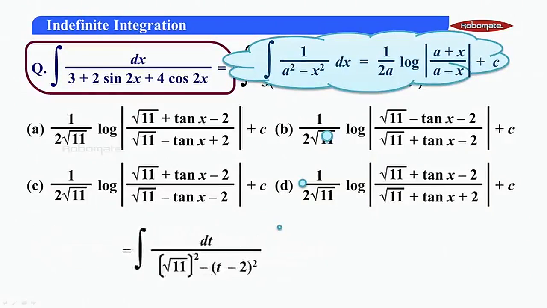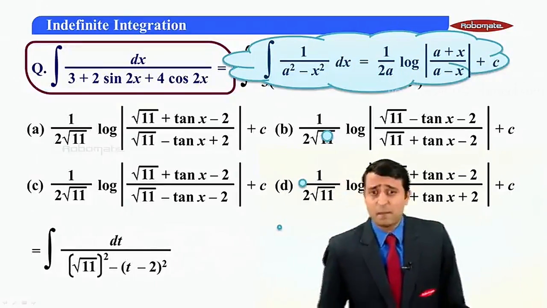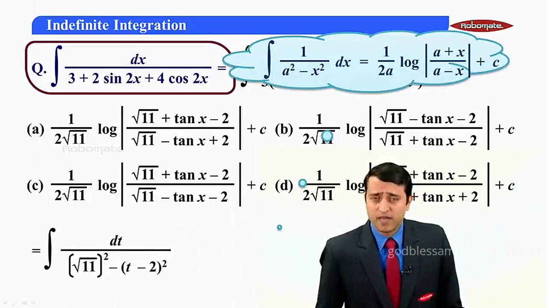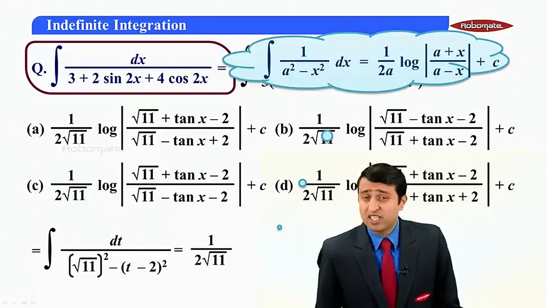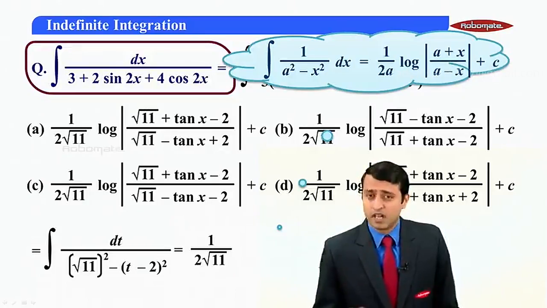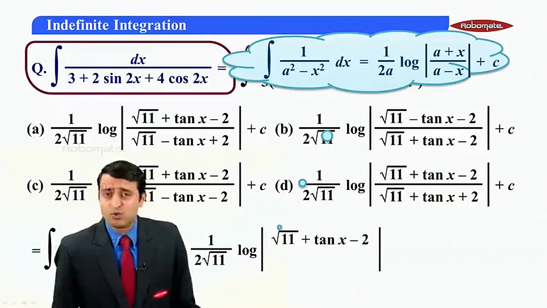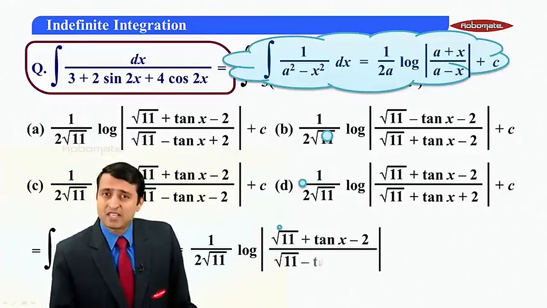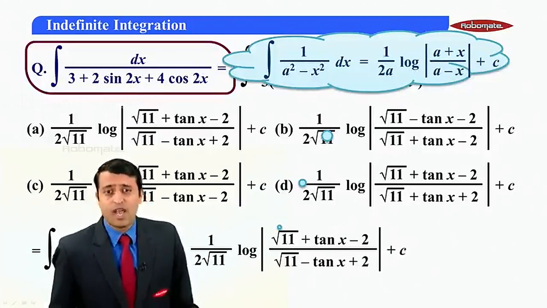Now what we need to do is very simple. Apply the formula of 1 upon a square minus x square. When we apply the formula of 1 upon a square minus x square, what we have is 1 upon 2 root 11, which you can see is present in every option. Now further, log mod of a plus x, meaning root 11 plus t minus 2, that is tan x minus 2 upon root 11 minus tan x and minus of minus 2, therefore I write plus 2 and plus c.